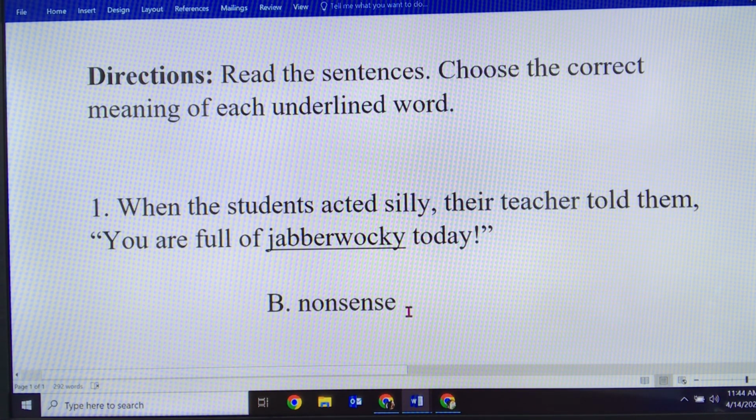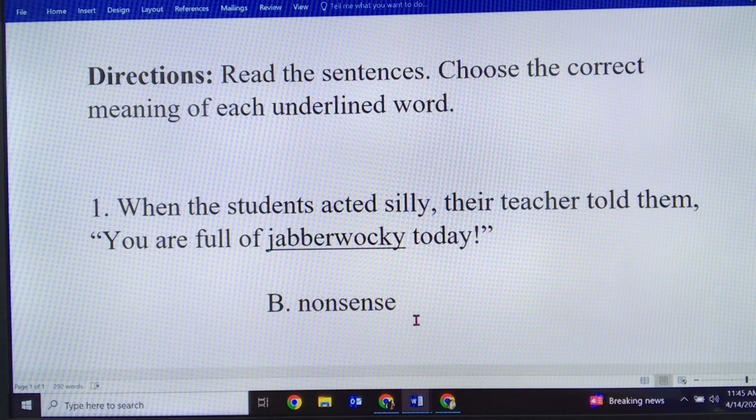So the idea that we thought was correct, nonsense, is the correct answer. You're full of nonsense today. You're full of Jabberwocky. And that is what Jabberwocky means. It means nonsense. So by using the context, we were able to identify the meaning of the word.